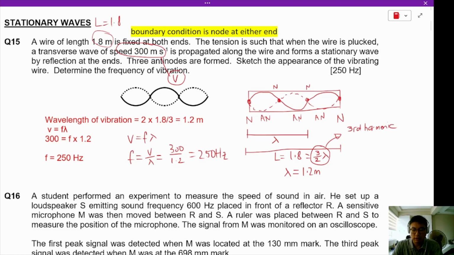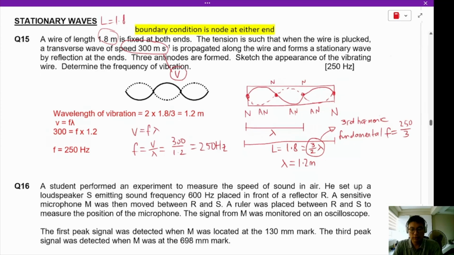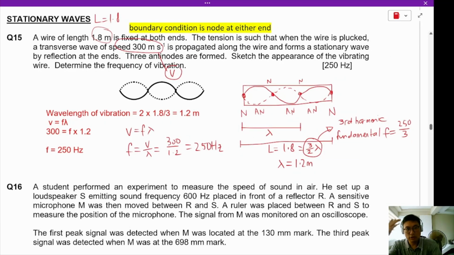which means that the fundamental frequency is actually 250 divided by 3. The fundamental frequency will be 250 divided by 3 Hertz. So that's not needed for this question, but you should always be thinking of what the fundamental frequency is every time you see a question like that. Okay, so now we're done with question 15.